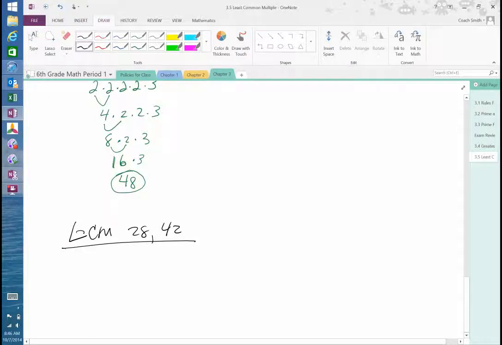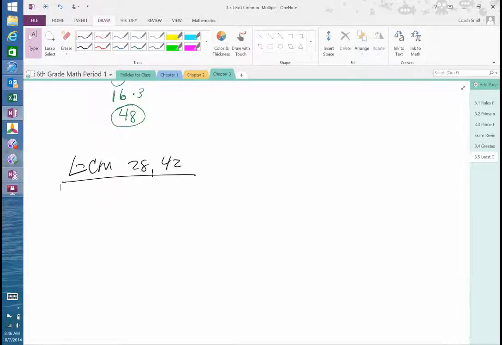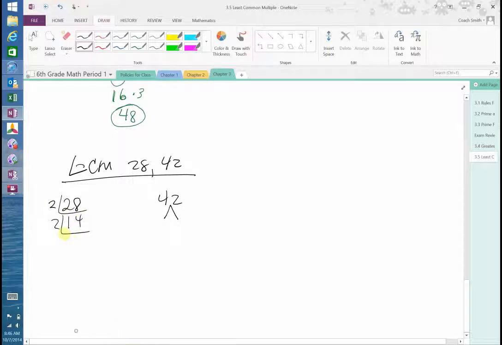Okay, the LCM of 28 and 42. All right, so prime factor both of them. I'm doing it in both ways still, inverted division and factor tree to prime factors, so everybody understands it. 28: 2, 14, 2, 7. So 2 to the second power times 7.